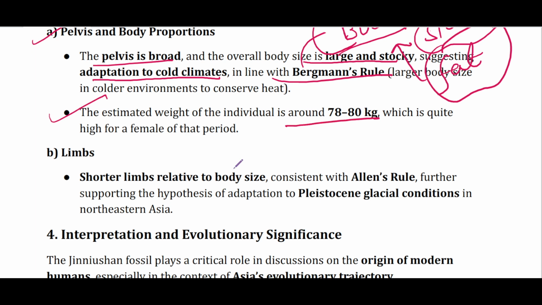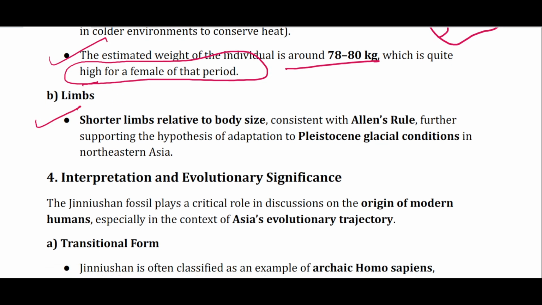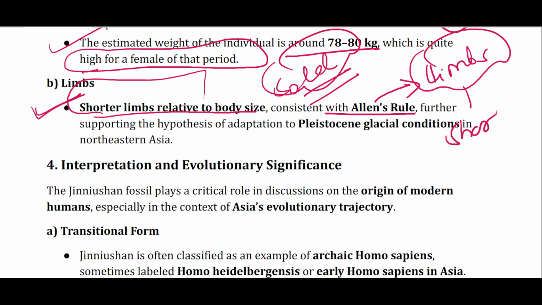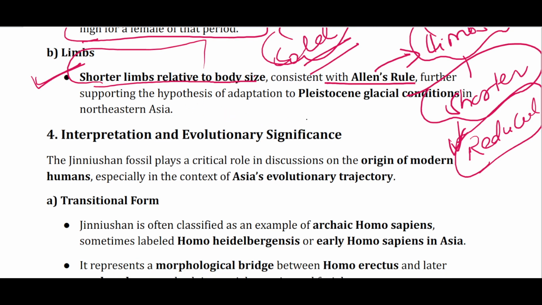Then the weight is around 78 to 80 kg, quite high for a female of the Middle Pleistocene. As for limbs, shorter limbs relative to body size, which is not consistent with modern human morphology. We have longer limbs, but we are also talking about the Middle Pleistocene and cold climate. So shorter limbs are consistent with Allen's rule. Allen's rule is about the limbs, and it says that in cold climates the limbs should be shorter, because with short limbs, heat dissipation and heat exchange will be reduced, and this will preserve bodily heat to keep yourself warm. Again, it was a crucial adaptation to Pleistocene glacial conditions. The Pleistocene, if you want to sum it up in one line, was an evolutionary nightmare for our ancestors.